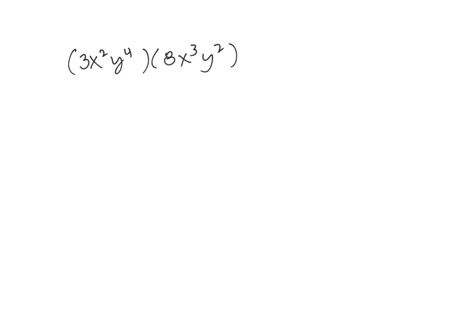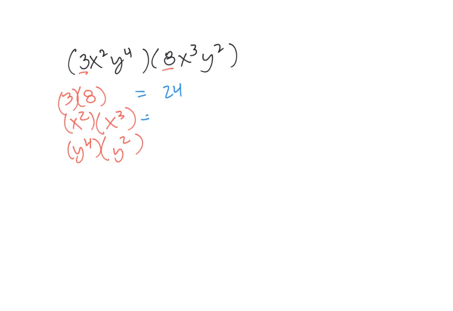This problem here, we have 3x squared y to the fourth multiplied by 8x cubed y squared. We have 2 monomials here, and we want to first multiply the coefficients. We have 3 times 8, and then we have x squared times x cubed, and y to the fourth times y squared. And these are all in parentheses just to show multiplication. So we have 3 times 8 is 24. X squared times x cubed is x to the fifth. Y to the fourth times y squared is y to the sixth.